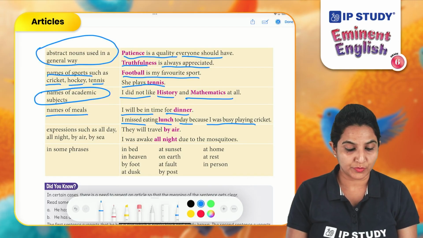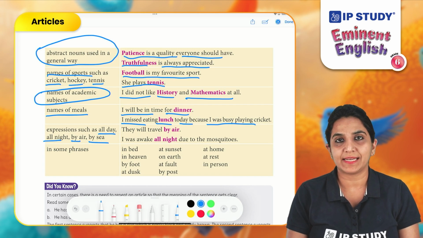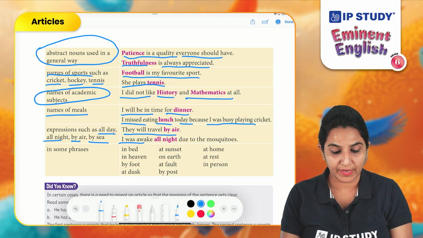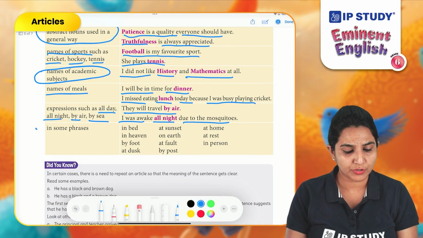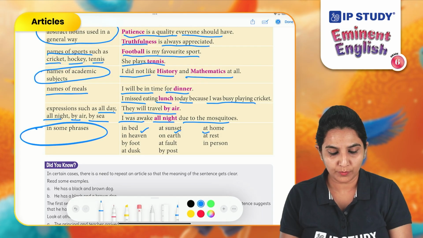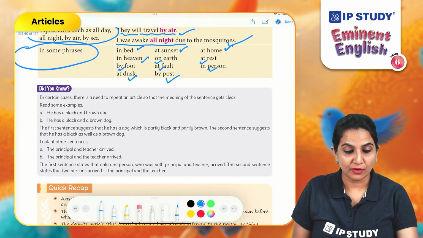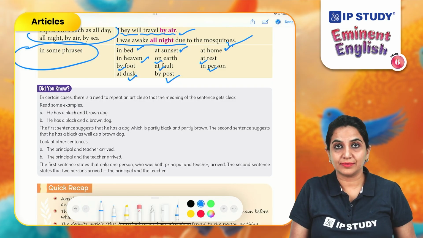With all the other expressions such as all day, all night, by air, by sea, we do not need an article as well. They will travel by air. I was awake all night due to the mosquitoes. And in some phrases, we do not require articles such as in bed, at sunset, at home, in heaven, on earth, at rest, by foot, at fault, in person, at dusk, by post. So in all of these cases, we do not use articles, neither a nor article the.